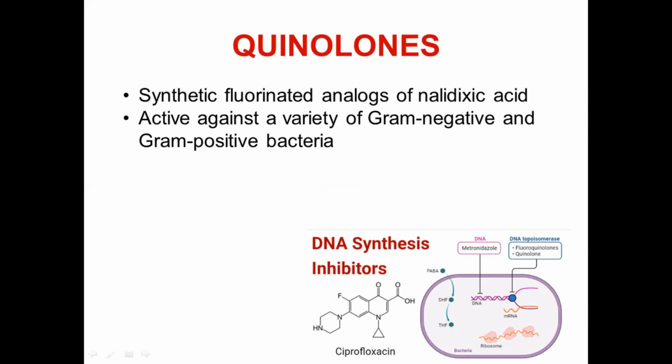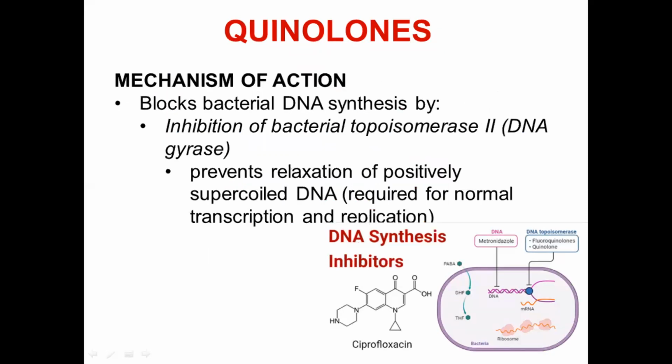So the mechanism of action is that it inhibits, pakitandaan, no? Bacterial topoisomerase 2 and topoisomerase 4. Okay, dalawa. So this drug blocks the DNA by inhibiting topoisomerase 2 and topoisomerase 4. Topoisomerase 2 prevents relaxation of positively supercoiled DNA.